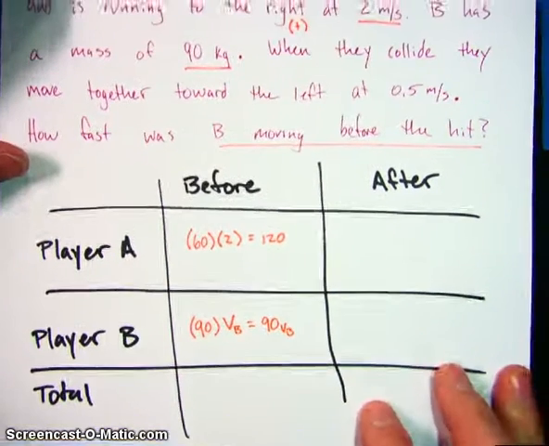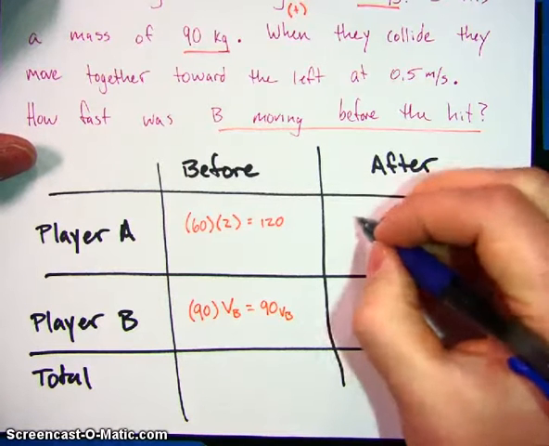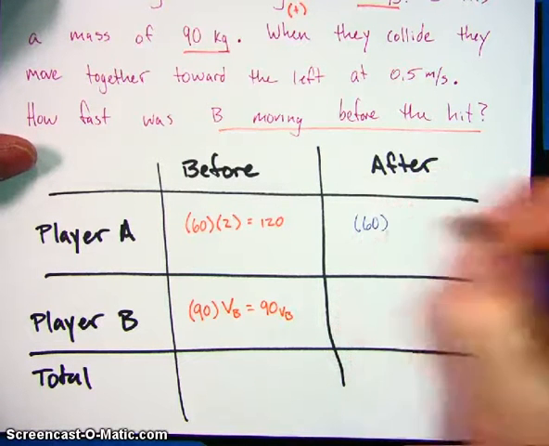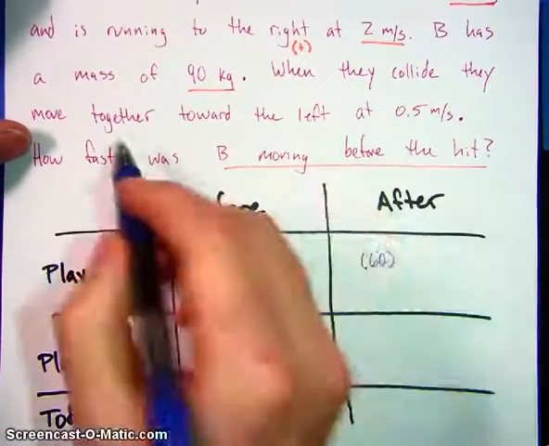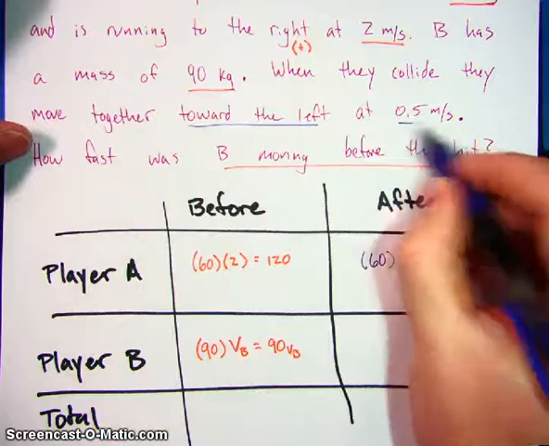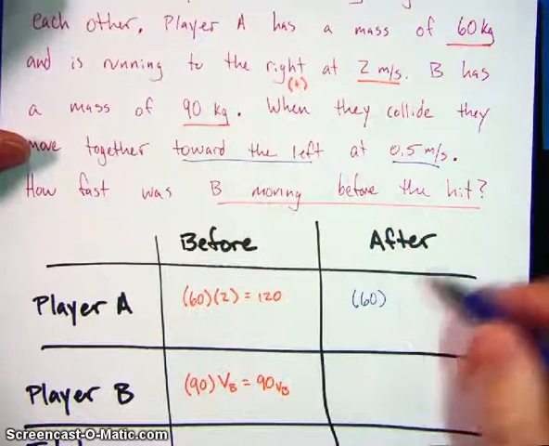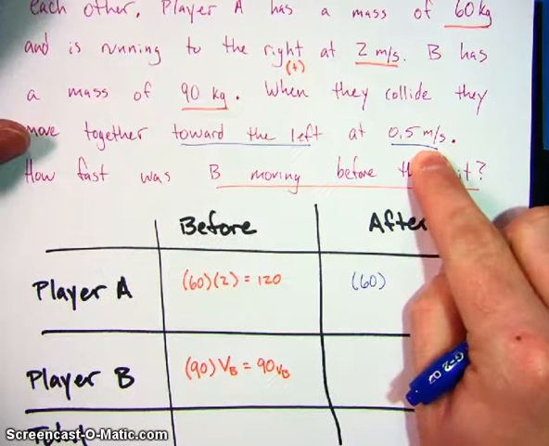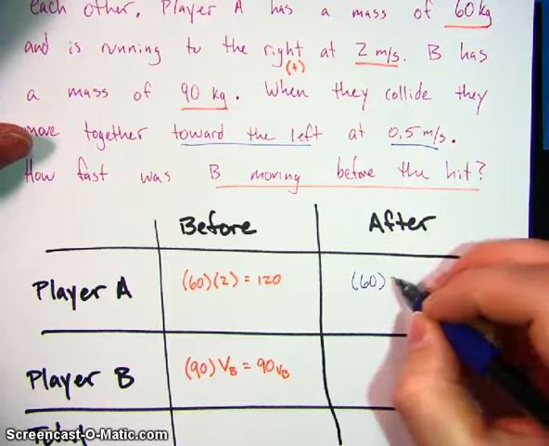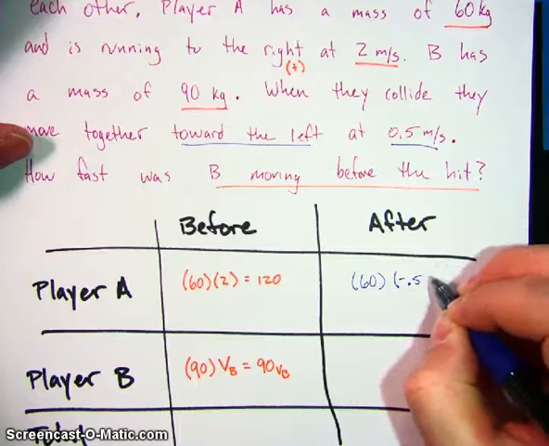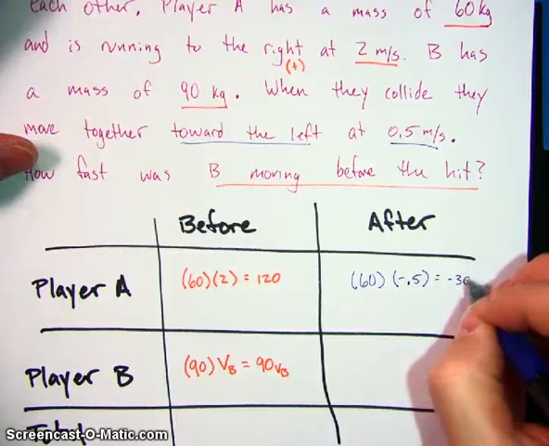Now we're going to go to the after, so I'm going to grab my other color, and for after, we're going to assume that the players have the same mass. So player A should still have a mass of 60 kilograms. Now we're looking for velocity, and this is where we have to be really careful. It says when they collide, they move together toward the left at 0.5 meters per second. Remember, we said that towards the right was a positive number. So when they hit each other, they're going to be moving in a negative direction according to what we decided at the beginning. So mass is 60 times a negative 0.5 because they're moving to the left together. 60 times negative 0.5 is going to be negative 30.